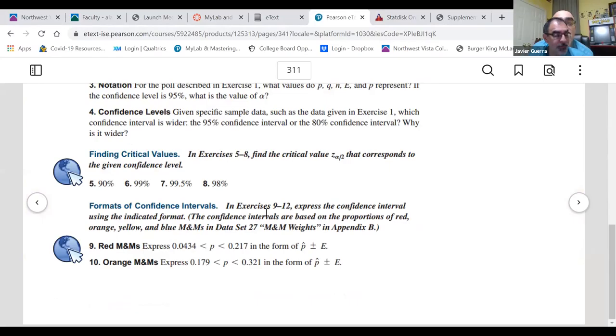So to do those, you're given the confidence interval, okay?